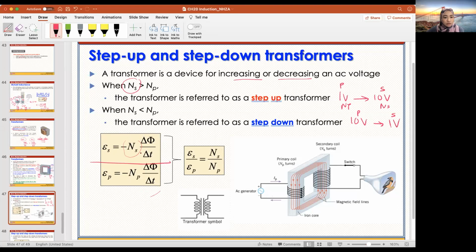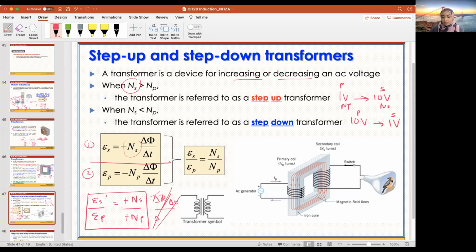If we divide these two equations, memang saya nak divide. So if I divide equation 1 with equation 2, I will get EMF secondary over EMF primary equals minus NS over minus NP, times the change in magnetic flux over the change in magnetic flux, which cancels out because they are the same thing. So this guy cancels out as well, becomes positive. So I am left with this ratio. So EMF secondary over EMF primary equals NS over NP.